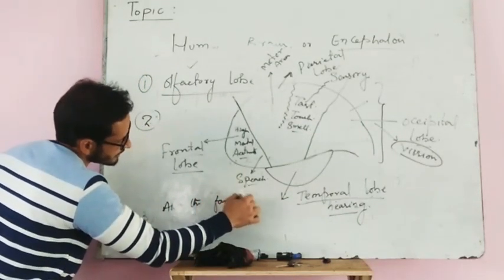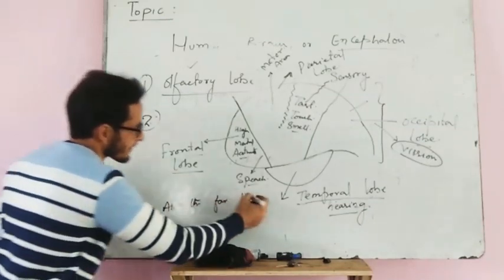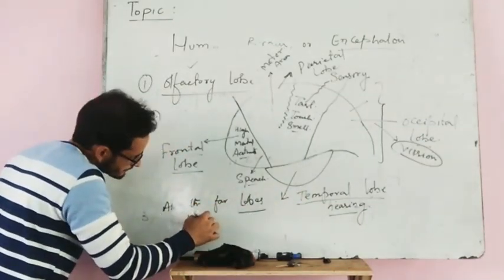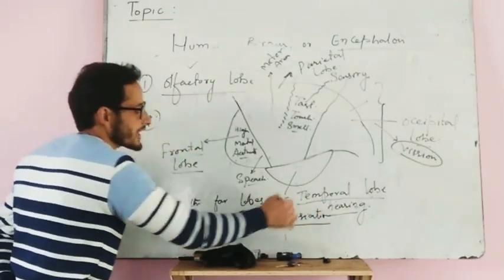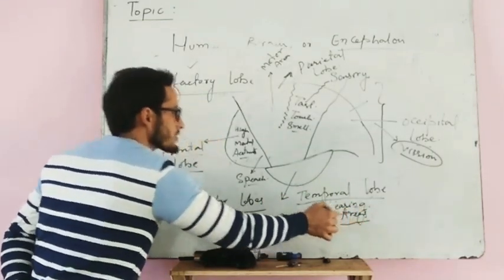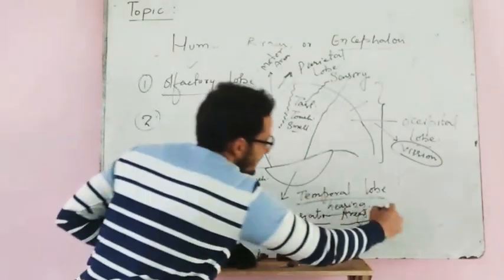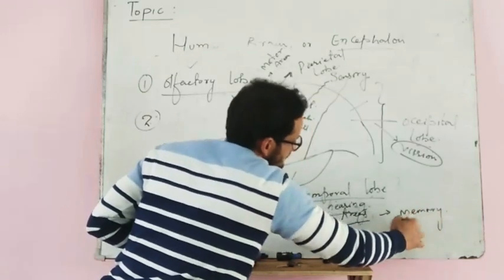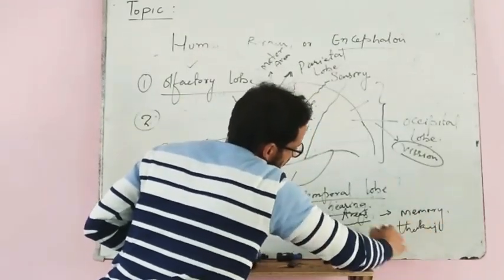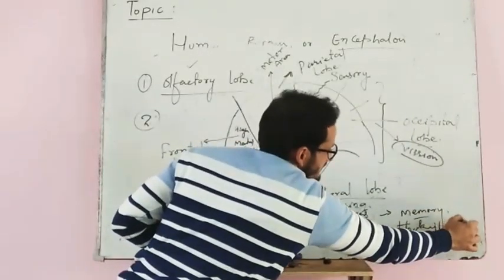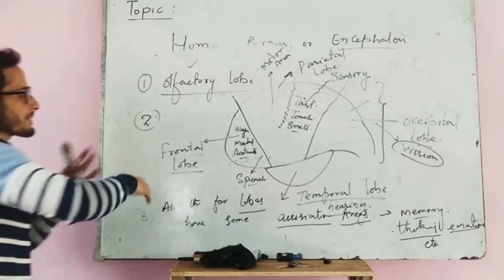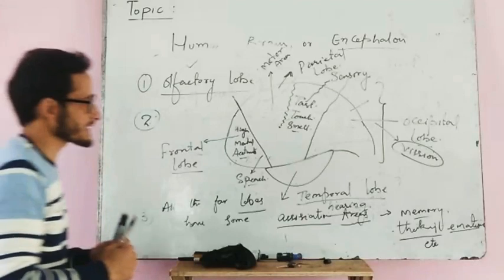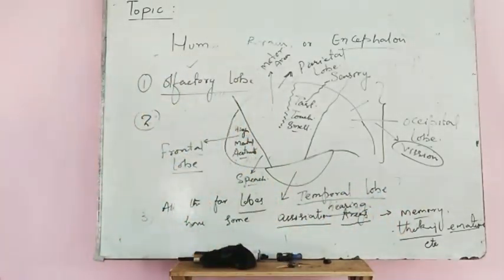All four lobes of the cerebrum have some association areas. Besides this, the cerebrum has some association areas. These association areas are responsible for memory, thinking, emotions, etc. Each lobe of the cerebrum has some association areas which are responsible for memory, thinking, emotion, etc.